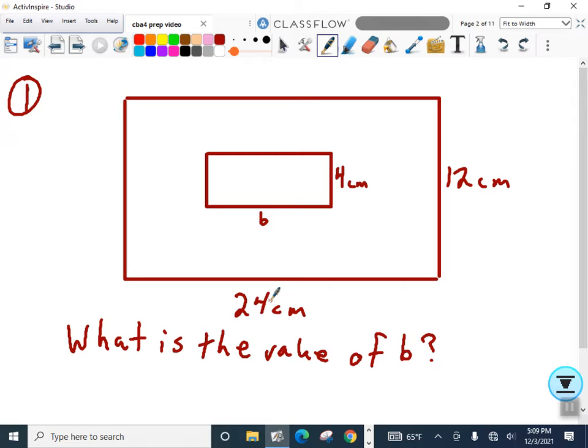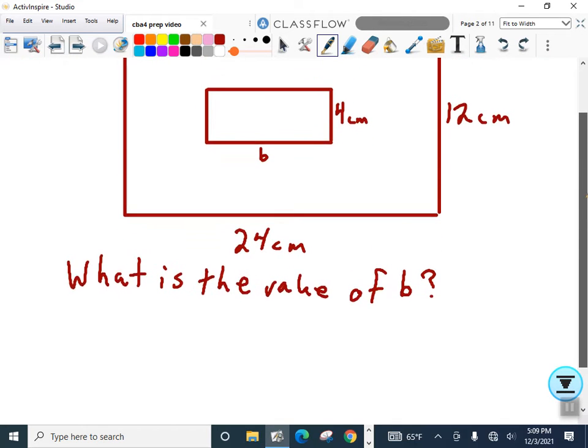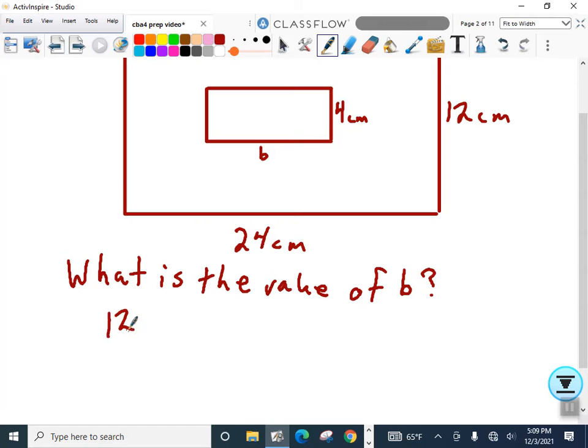The thing about this problem is we do not know what B is. We're going to find that out. So here's how we do this. All right. So (12 divided by 4) equals 24 divided by B.